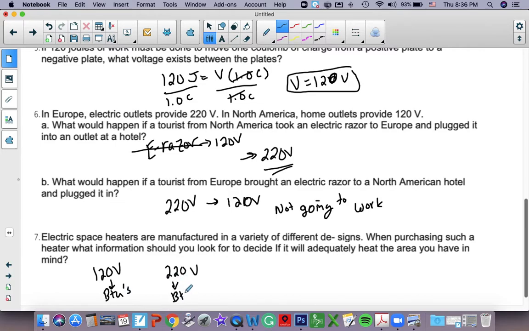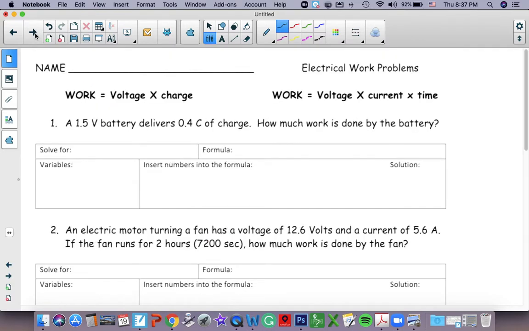And if you remember BTUs, that's British thermal unit. The higher the BTU, the more output that heater will have. So you want to pay attention to how many volts we're putting into it, and then the BTUs. So more BTUs equals more heat. Alright, so that's worksheet 1.